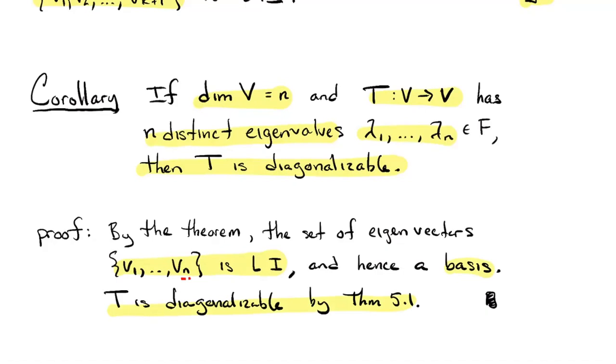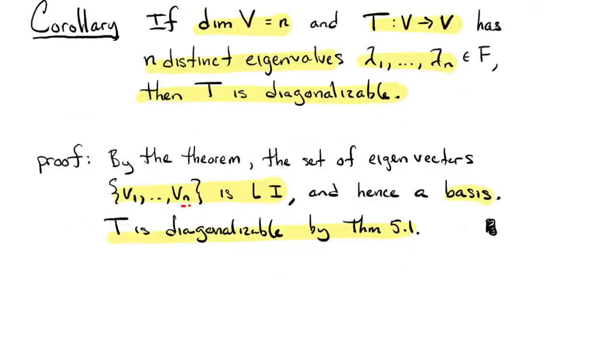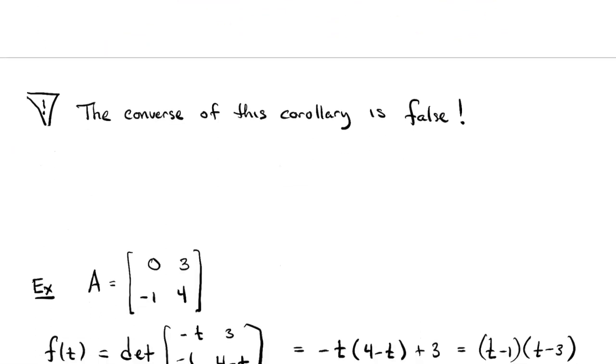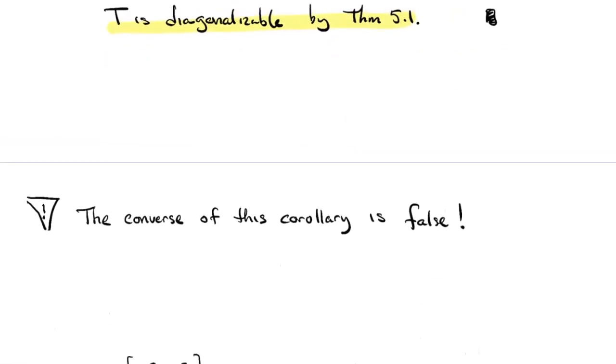It's not an if and only if, but if you have a linear operator and the dimension of V is n, and it has n distinct eigenvalues, then it's always diagonalizable. The converse of that is false. So just because an operator is diagonalizable doesn't mean that it will have n distinct eigenvalues.